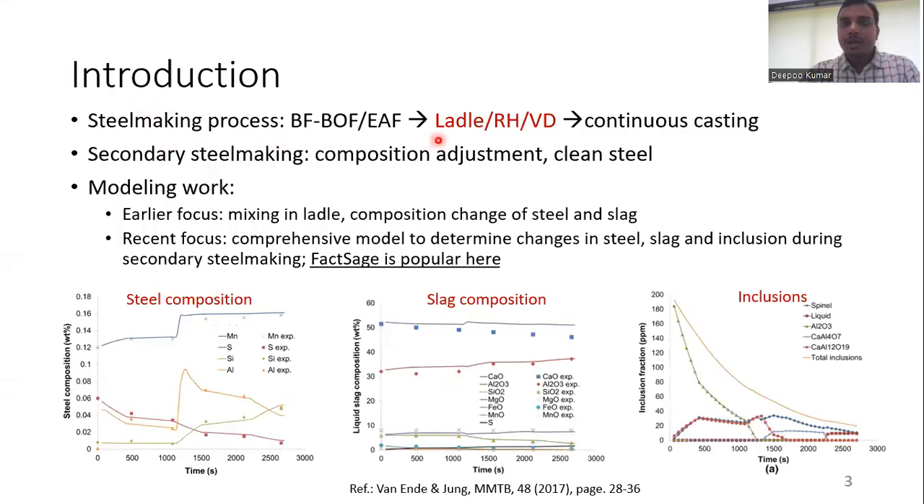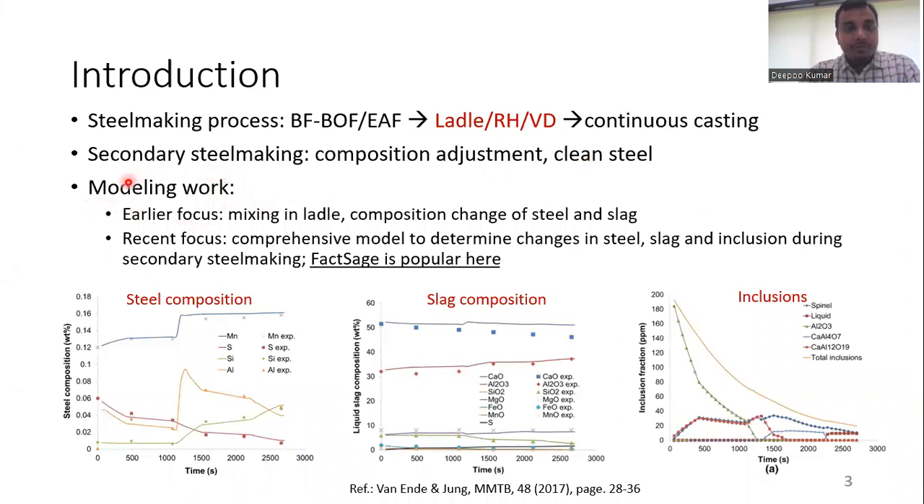To introduce the topic in the larger context of steelmaking, steelmaking has two parts, the primary steelmaking and the secondary steelmaking, followed typically by continuous casting. In primary steelmaking, the conventional route is the blast furnace BOF route, and now it's becoming more popular to use the electric arc furnace route to utilize scrap. And then that steel, essentially free of carbon, etc., is sent for secondary steelmaking for adjusting the composition and also producing clean steel that is free of inclusions and dissolved gases, etc.